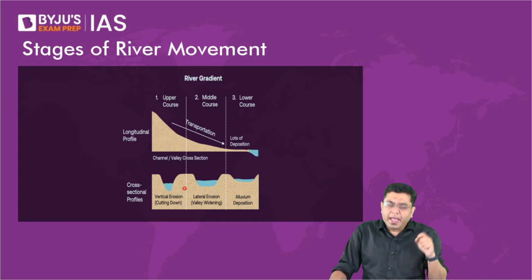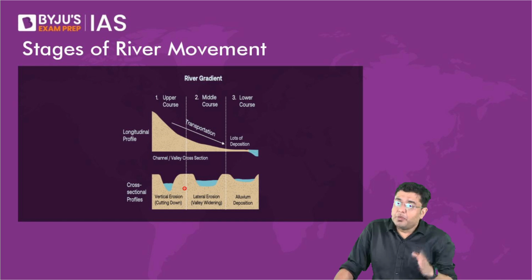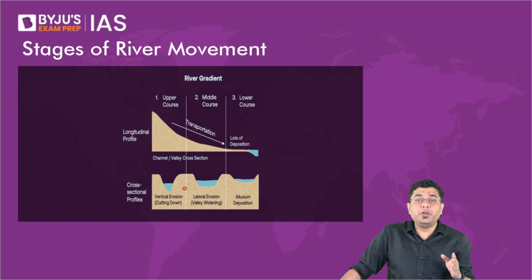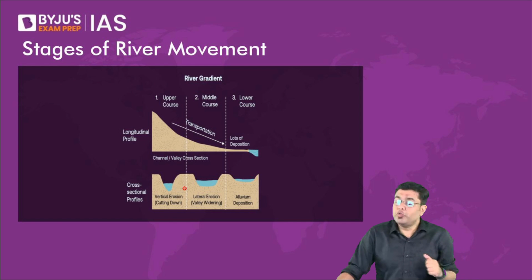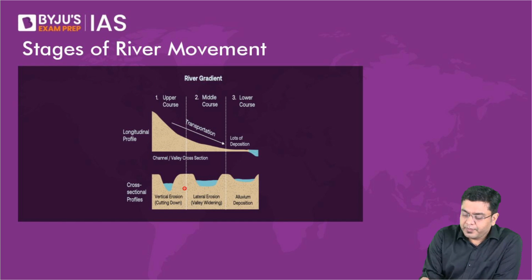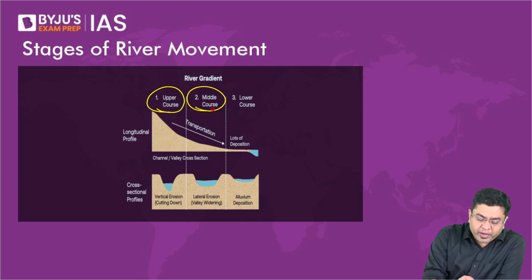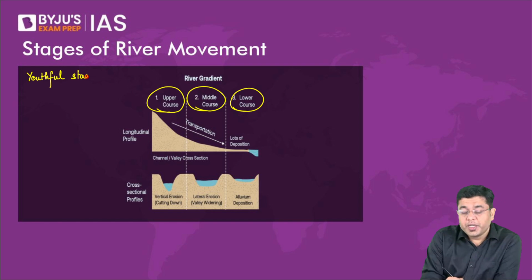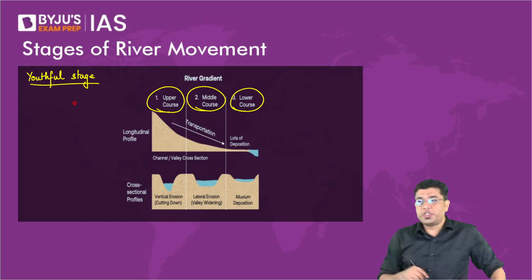Now, accordingly, the river movement and the flow of the river can be classified into different stages. So you have what is referred to as the upper course, the middle course, and the lower course. What is also referred to as a youthful stage, then you have the mature stage, and eventually you have the old stage.